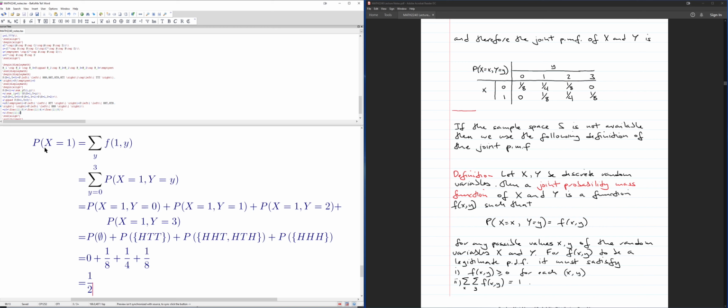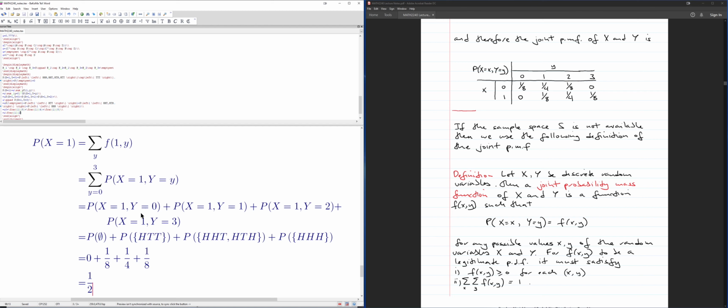To get the probability X is equal to 1, you're really just adding up the different cases. You can have X is equal to 1 when Y is equal to 0, when Y is equal to 1, when Y is equal to 2, and when Y is equal to 3. Those are your 4 possible cases. These cases correspond to events that are disjoint, so to get the probability X is equal to 1, you add up the cases: when Y is equal to 0, 1, 2, and 3.